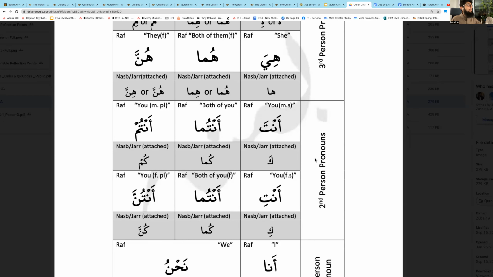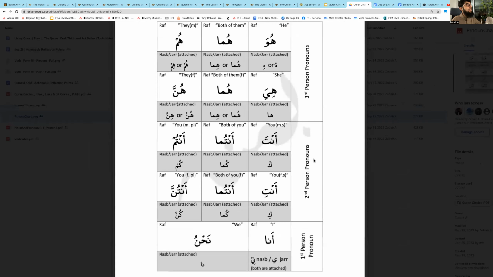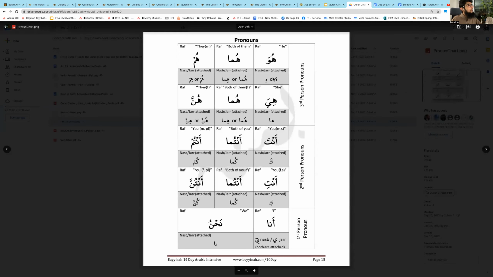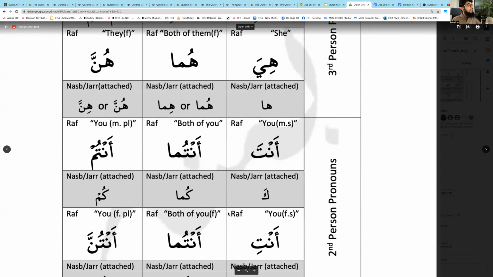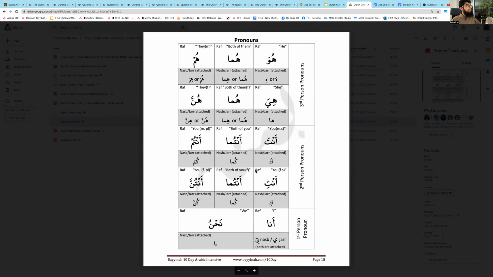Good. The next classification here is based on gender. It's mentioned here, right? It says MS for male singular, MPL for male plural, FS for female singular, FPL for female plural. So basically that's your gender column, or the gender rows.